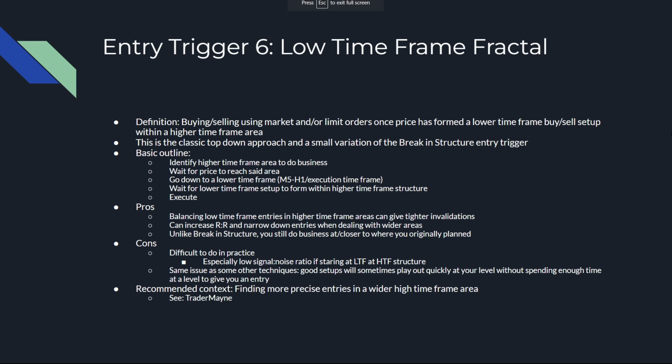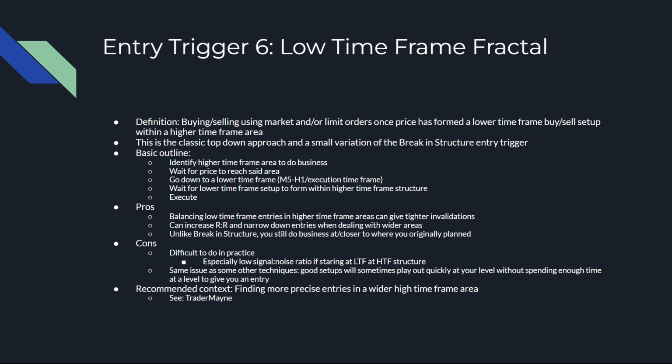Now, what's the balancing act here? The pro is that if you manage to balance low time frame entries in higher time frame areas, they can give you really tight invalidations. So if you've got like a 10% weekly block range, instead of going spray and pray on the entire 10% and just laddering limit orders, or praying, selling the bottom of the range, and you have to eat a 10% drawdown because it goes to the top of the range or whatever it is, you give yourself a more precise entry and a more precise invalidation. So that's always really good.